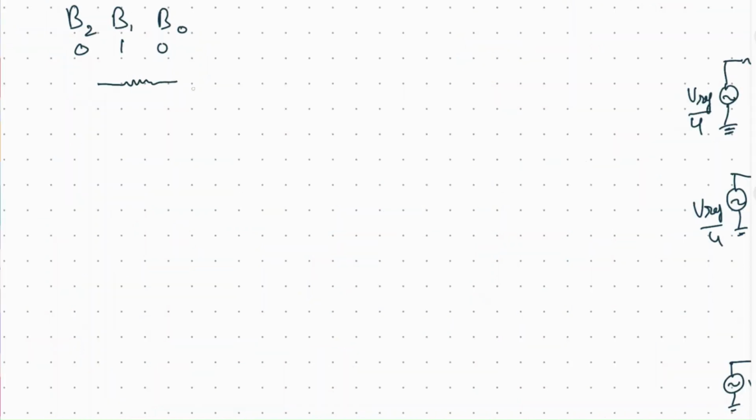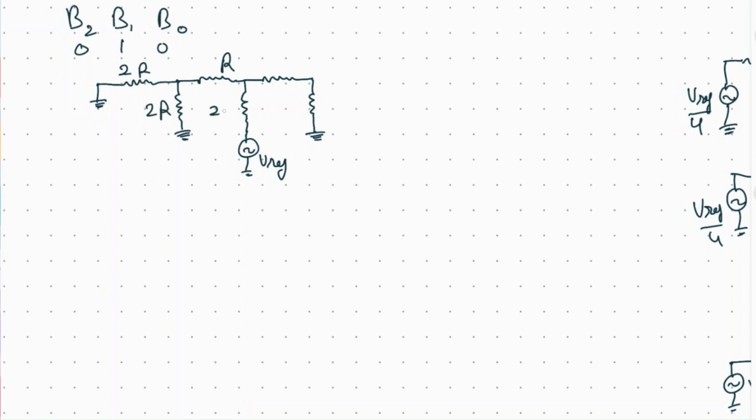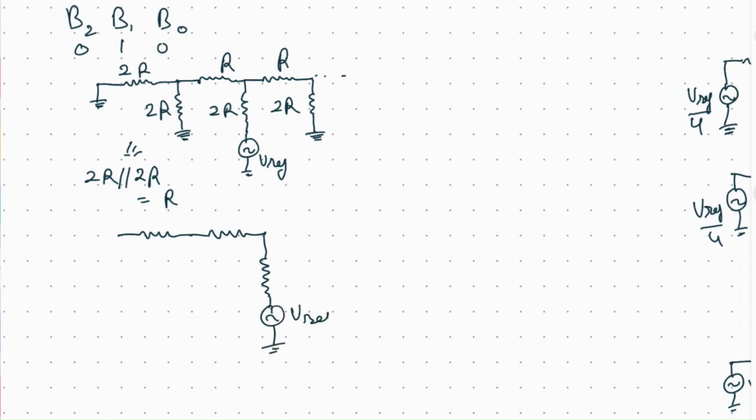Now let's see for the code. If we supply a code 010, in that case the middle one will be connected to the reference, and the rest two will be connected to the ground. And again for solving that, 2R and 2R will be in parallel, so the equivalent resistance will be R, so it will again come out to be 2R, then a resistance 2R which is connected to supply voltage V reference, and then of course 2R.